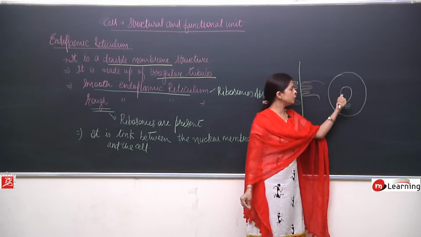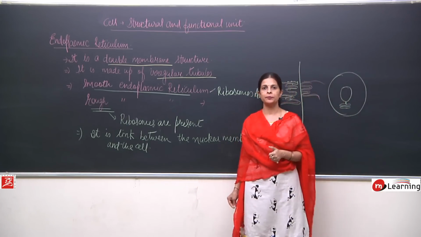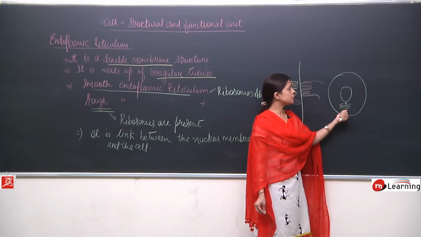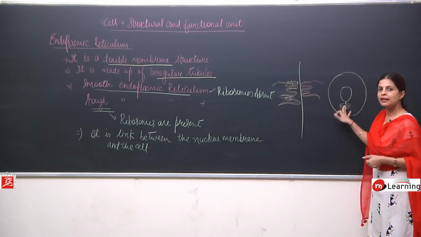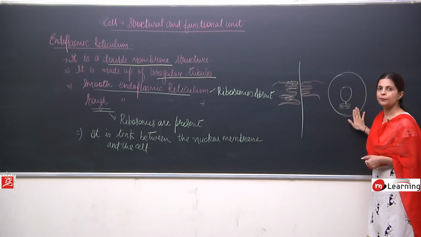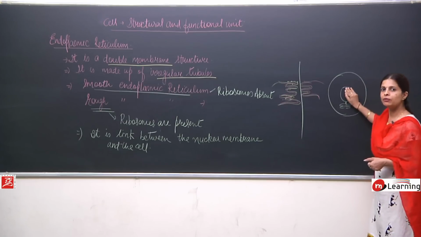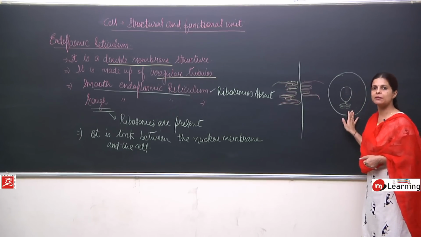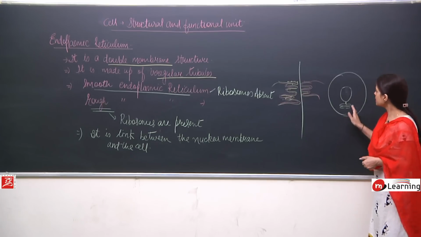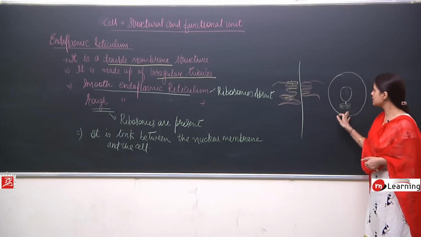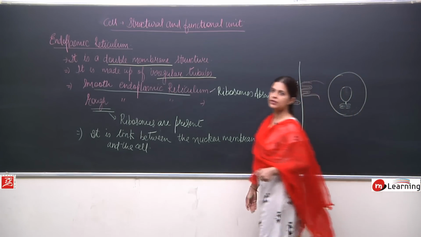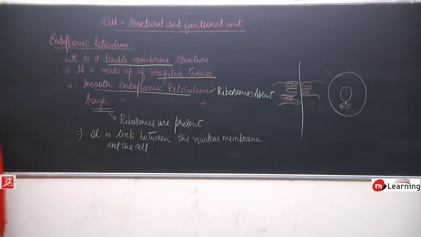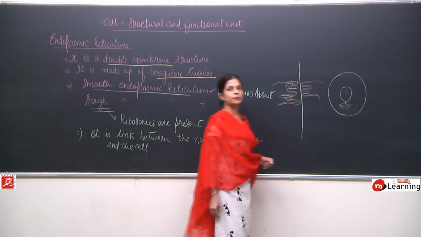It is a link between the nucleus or the nuclear membrane and the cell, which allows the material to come in or out from the nucleus. Sometimes the material may come out from the nucleus and reach the cell, the cytoplasm, while sometimes the material from the cytoplasm may reach inside the nucleus through this endoplasmic reticulum. That is the reason I have written it is the link between the cell and the nuclear membrane.